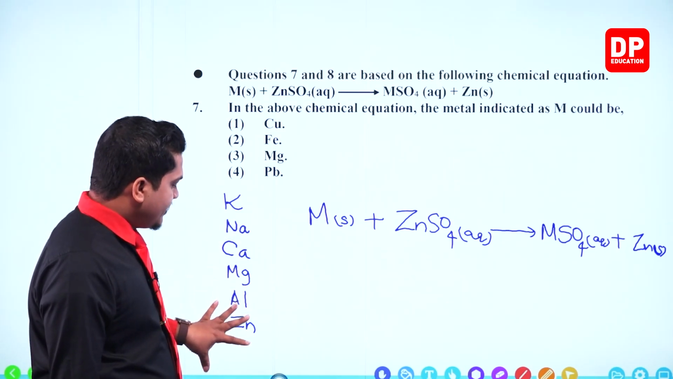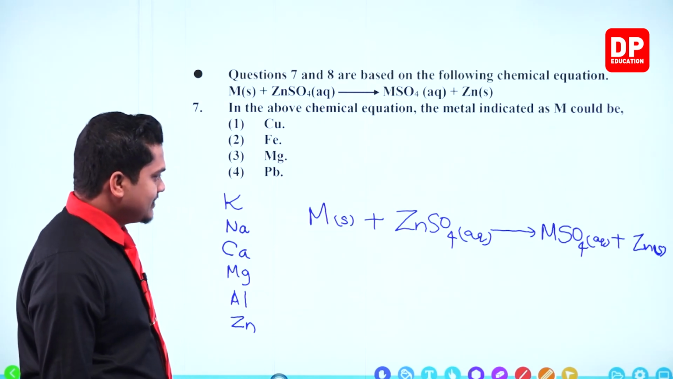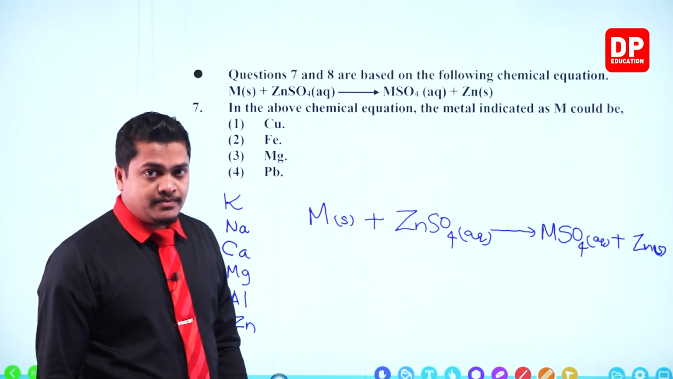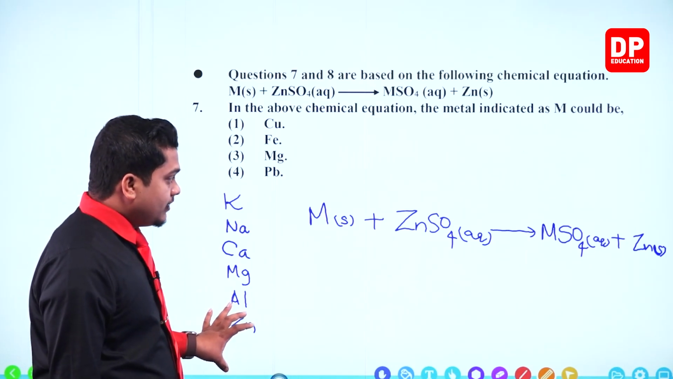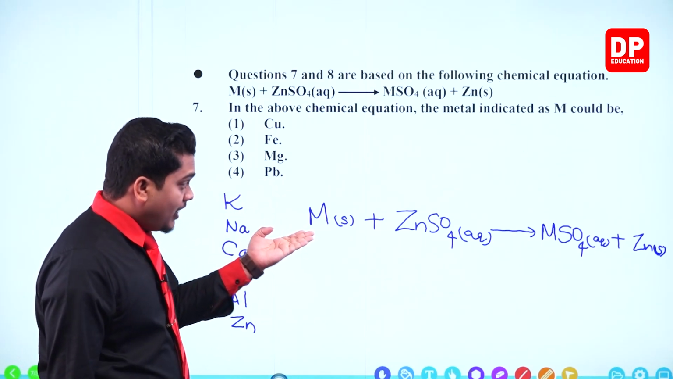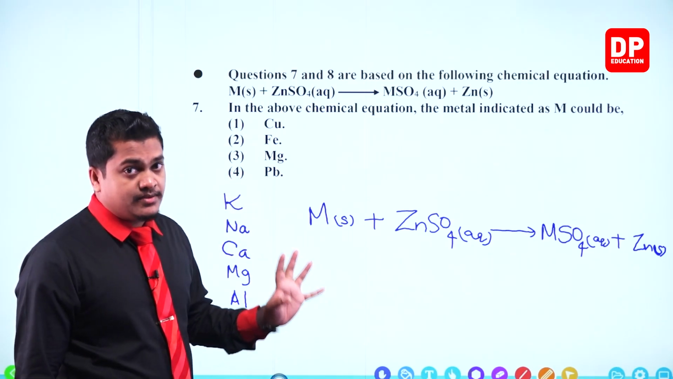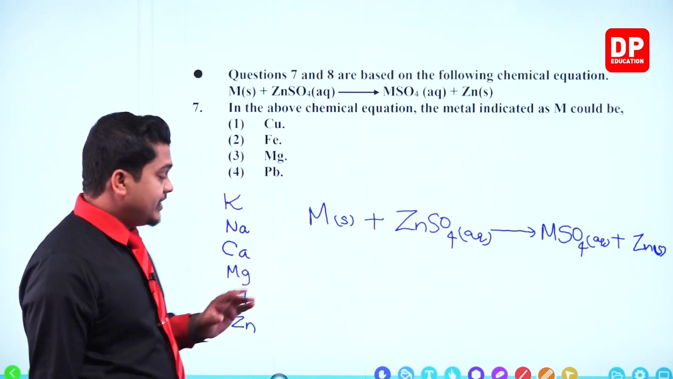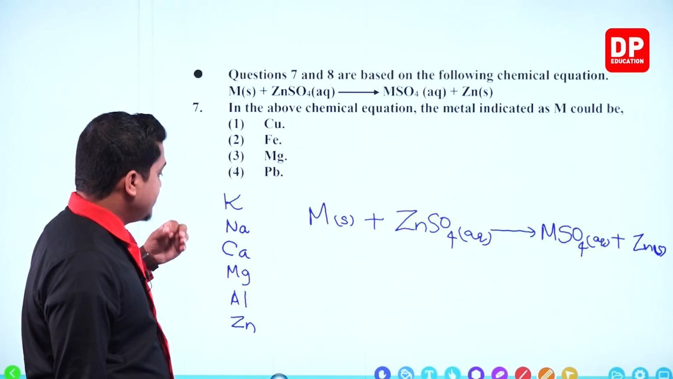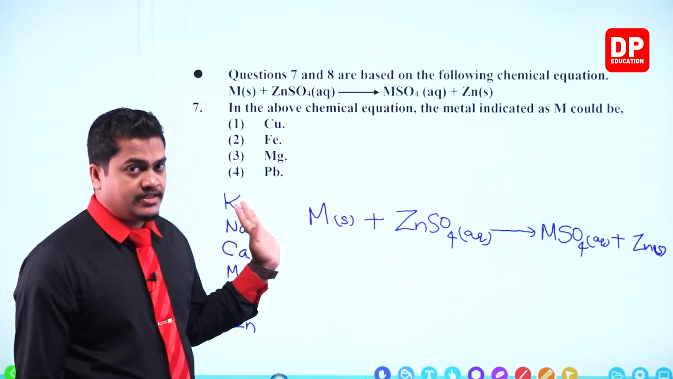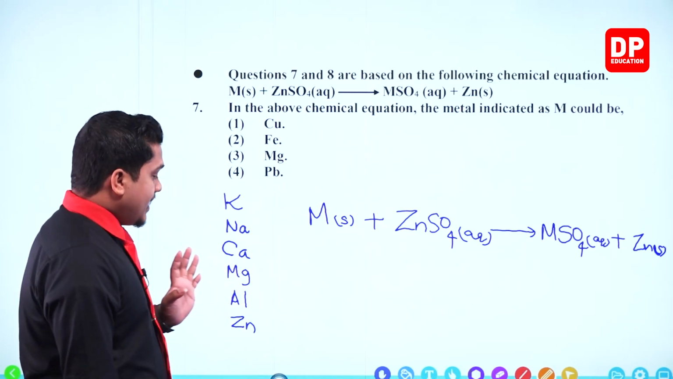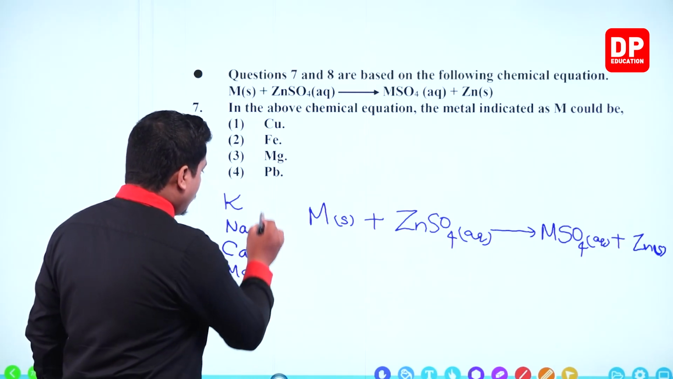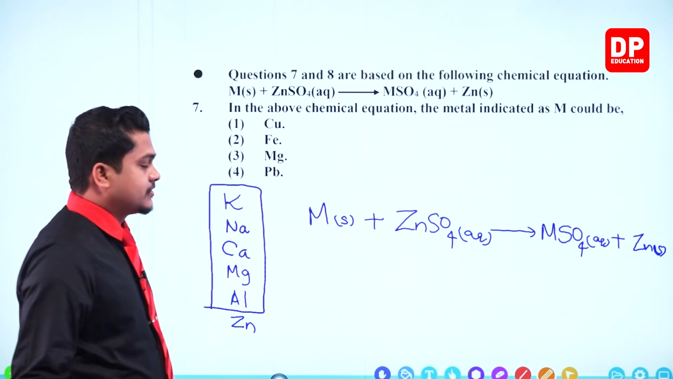So, in order to displace zinc like this, you have to apply a metal which is more reactive than zinc. That means it should be aluminium, magnesium, calcium, sodium or potassium. So select an answer that has one of these substances.